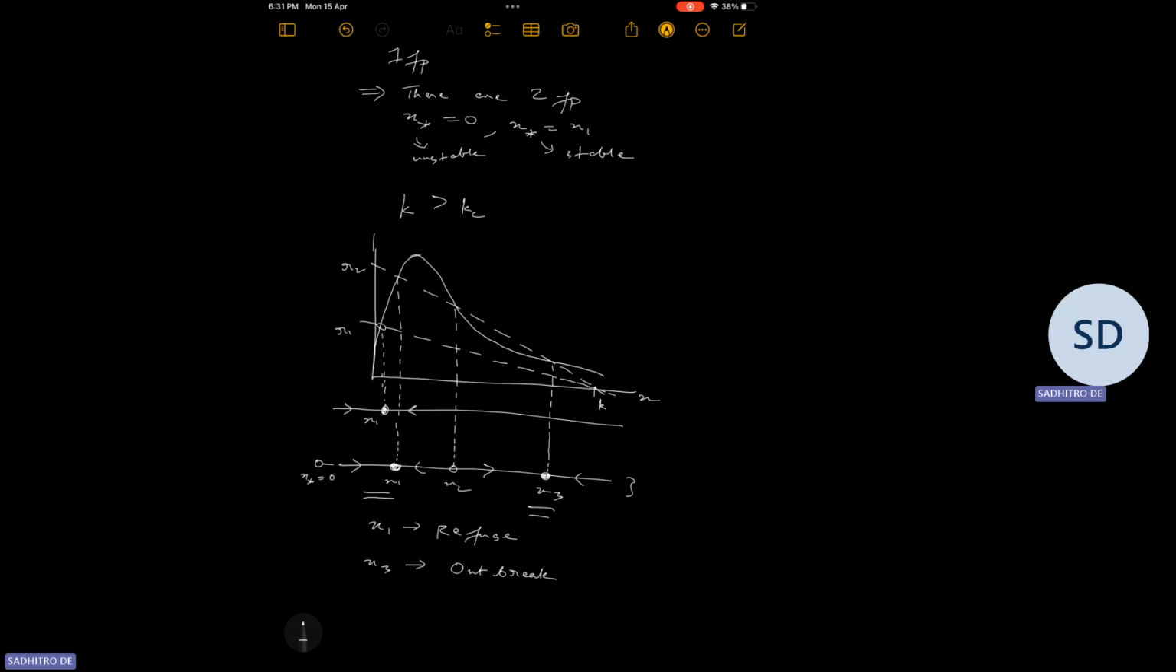So this is k critical. When k is below k critical, you will always have the refuge level no matter how high the value of r is. When k is greater than k critical, then for a high value of r, you might have an outbreak. And for a low value of r, you will not have the outbreak. Basically, you will have only a single fixed point, which is a stable fixed point.